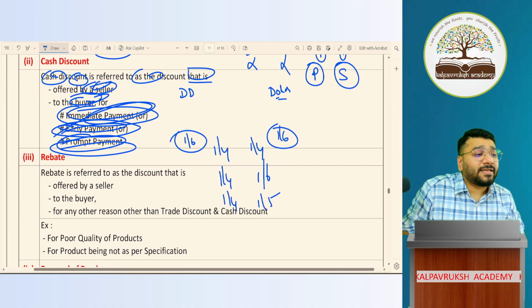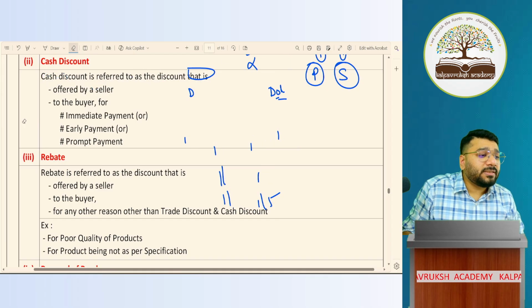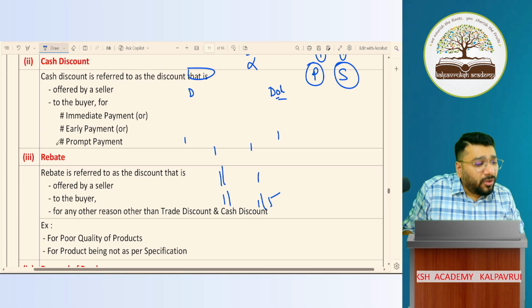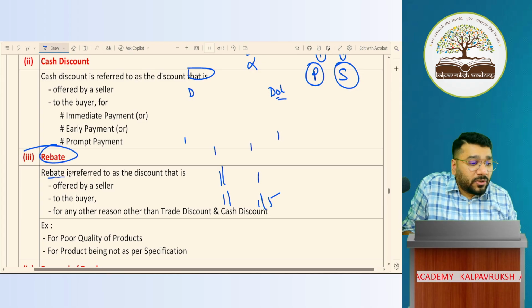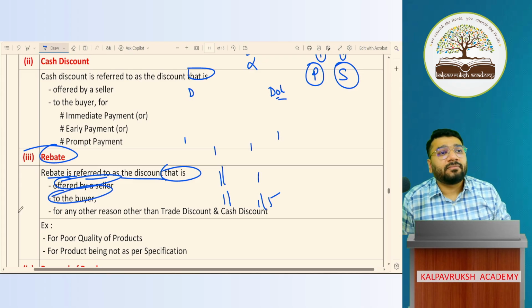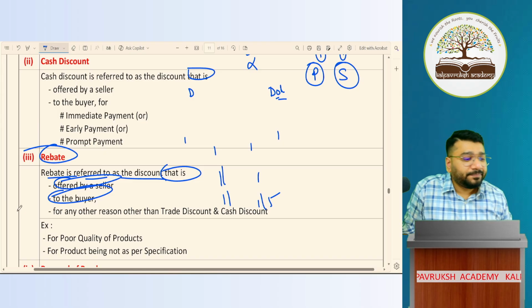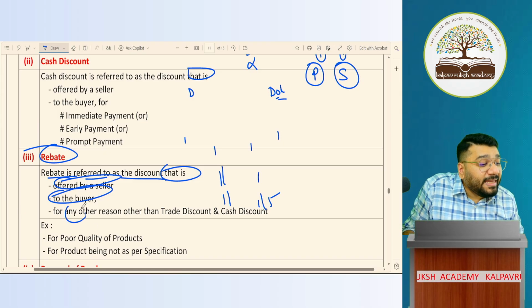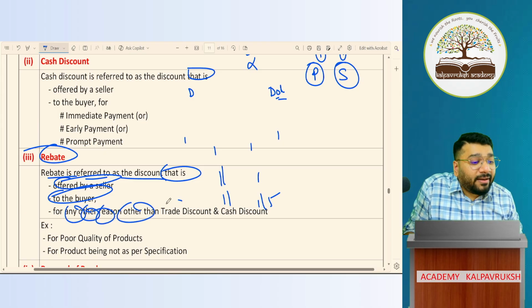Now that is the concept of cash discount. Now coming to the concept of rebate. What is rebate? Rebate also is discount only, sir. Rebate is also referred to as discount that is offered by the seller to the buyer. So all discount is offered by the seller to the buyer. But for what reason? For any reason other than trade discount and cash discount.